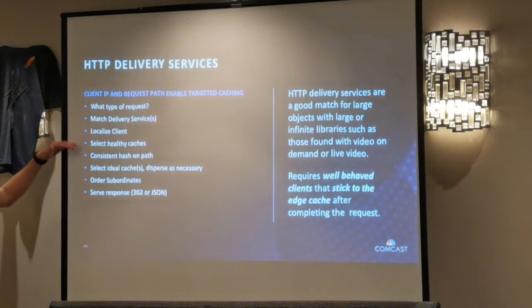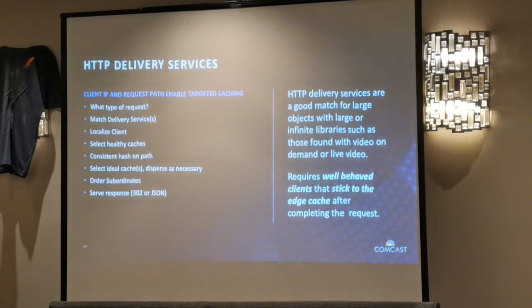And so the process looks basically the same. It's a little bit different here because you consistent hash on path, and then we have this notion of dispersion by delivery service, so you could randomly disperse across the N best caches for that delivery service. By default, dispersion is one, so you'll always get the same cache unless it's unhealthy. If you set it to two, you'll get 50-50 between the two that are the ideal caches.